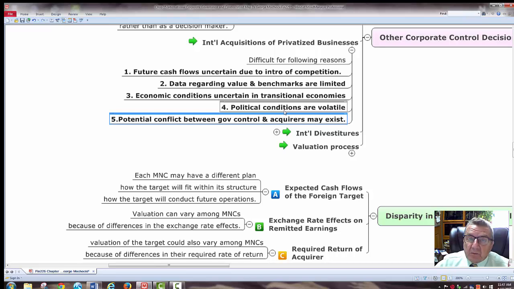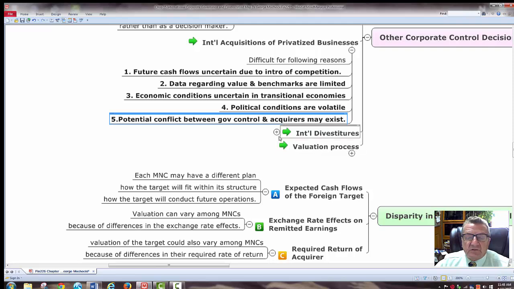It could be unstable. Right now, maybe, may not. Let's see what happens. Political, potential conflict between government control and inquiries may exist. So the government, and you're looking at what happened in Russia, you have the really rich that took it over because people didn't know what to do with the stocks. When they privatized, they didn't have a stock exchange, so people were buying their shares, and then you have your very wealthy that just took advantage of that.